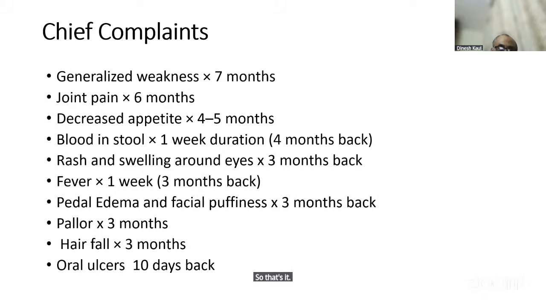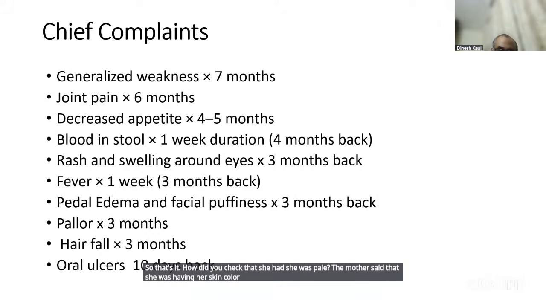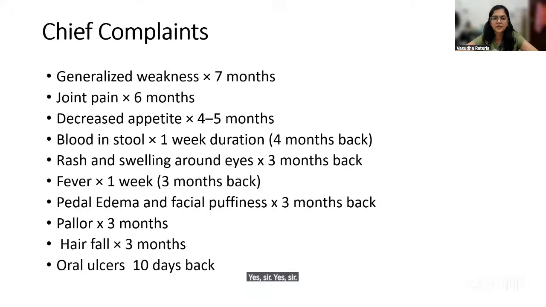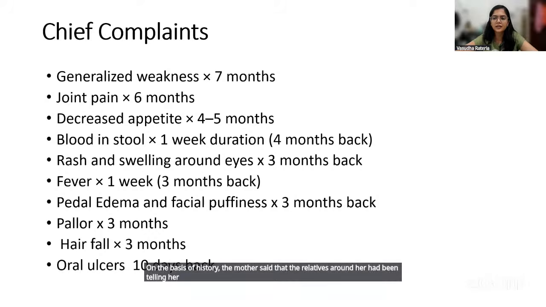How did you check that she was pale? The mother said that her skin color had changed. How do you really elicit the history of pallor? On the basis of history, the mother said that the relatives around her had been telling her that your child is getting pale day by day. Since the mother was living with the child every day, she herself could not notice it so abruptly, but she was told by the relatives, and then she came to realize that yes, the child is getting pale.